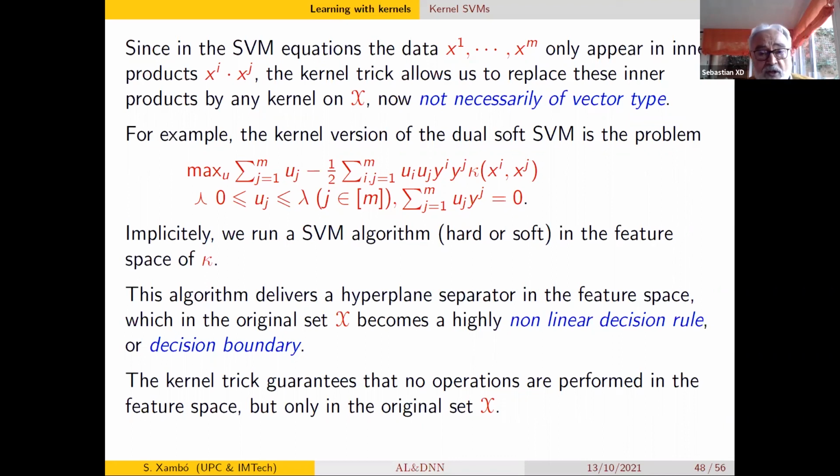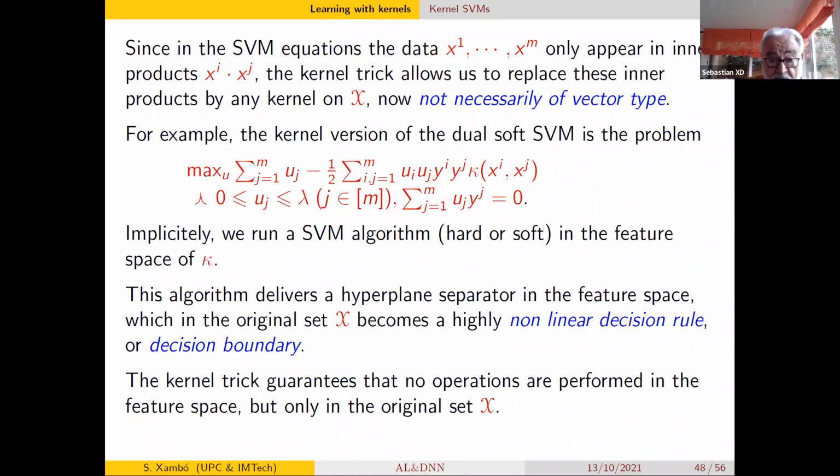For example, the kernel version of the dual soft support vector machine that we just saw is just doing the replacement: where you had a dot product, you get a kernel, but otherwise it's just the same. This maximization occurs in the space X, not in the feature space. Implicitly, it is running the algorithm in the feature space, but without having to worry about operations in the feature space, which might be very costly because of very high dimension.